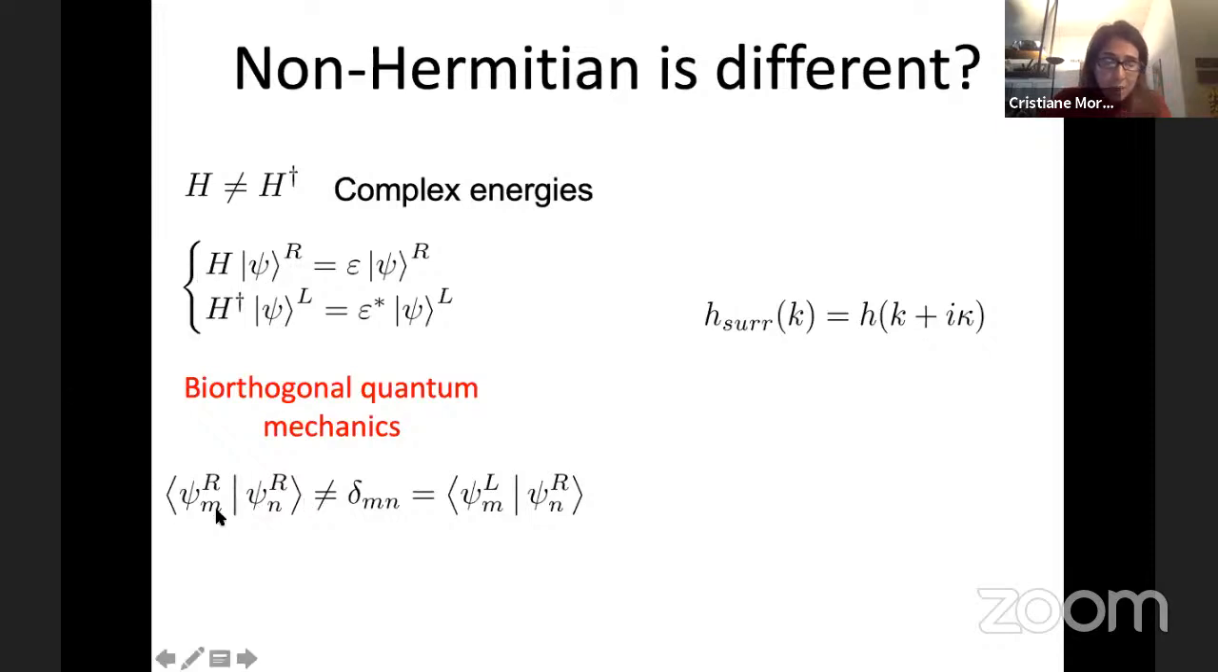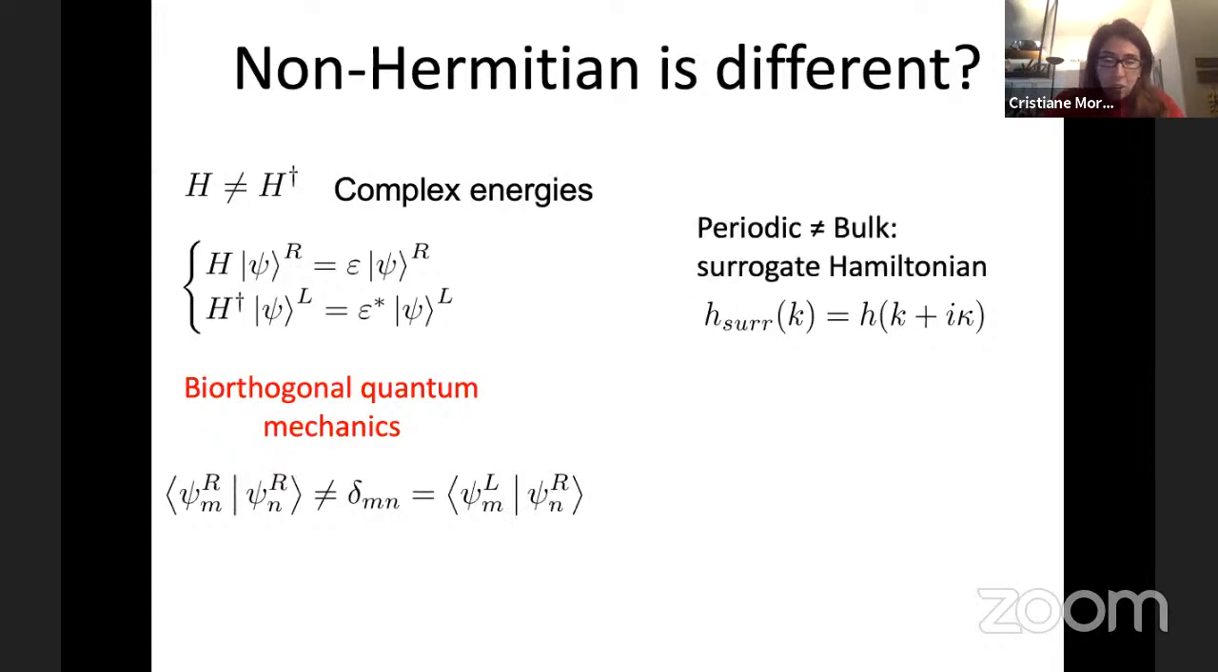And what happens is that now psi right is no longer orthogonal; the delta mn is now the sandwich between the psi left and the psi right. So things can be cast into what we know, but we need to use this biorthogonal quantum mechanics, where the states to the right and to the left are different states. When I have to calculate correlation functions or anything that means averaging, I need to use this type of left and right states.